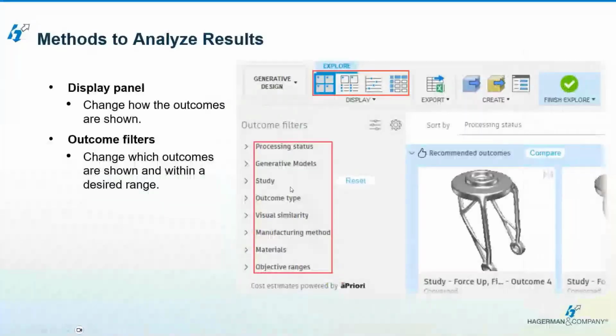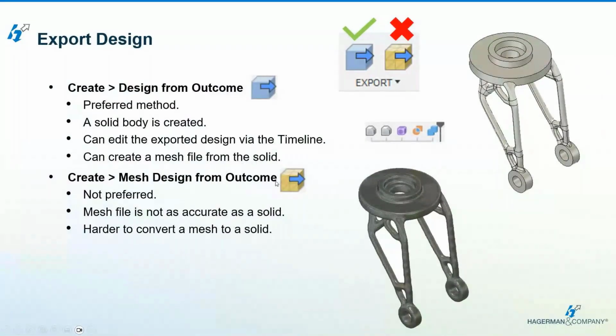So let's get back into here. Yeah, so we've got that creating design from the outcome. That's going to be your solid body that's going to export out. And then we can create the mesh from that. And it's not going to be as accurate because it's going to be your tessellation and everything in there.